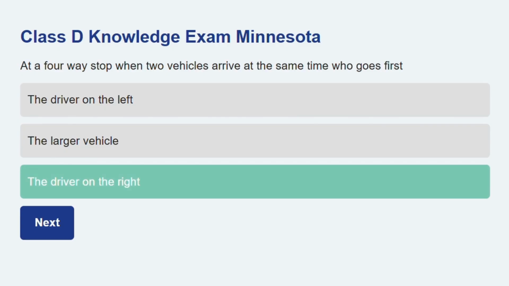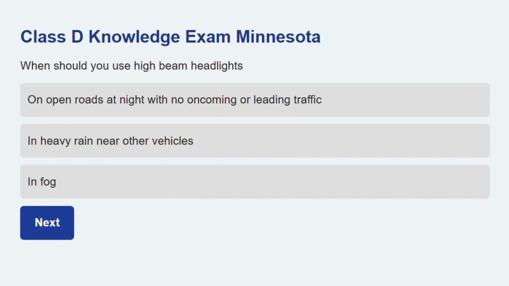Moving on. At a four-way stop when two vehicles arrive at the same time, who goes first? The driver on the right. This is known as the right-of-way rule, and helps prevent confusion at intersections by establishing a clear order of who proceeds first.